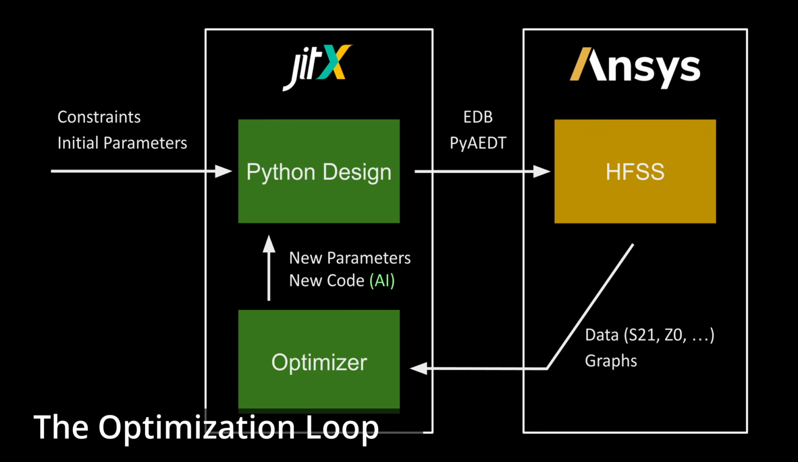HFSS simulates and returns S parameters. JITX reads those results, adjusts the design parameters, and generates the next variant. The cycle repeats until every iteration is a real electromagnetic simulation on real, manufacturable geometry.